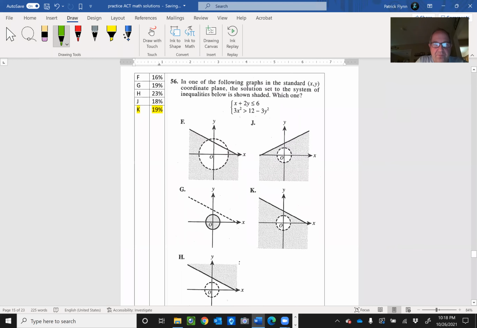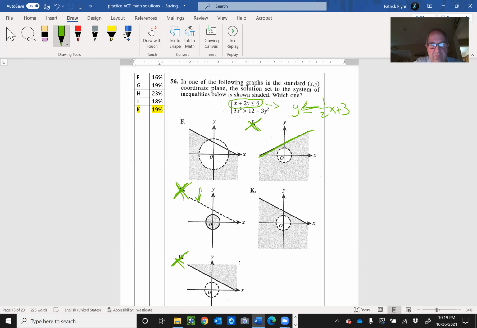Shading, system of equations. Well, let's look at this one first. I think we would agree that's going to be a solid line, which means we could eliminate G, because G has a dashed line. And if I were to solve for y, it would be y less than or equal to -1/2 x plus 3. That tells me I've got a negative slope. Oh, this line's got a positive slope, doesn't it? Nope. And we're less than, so the shading is always below the line. Can't be here. So just kind of thinking about it, we get it down to there.